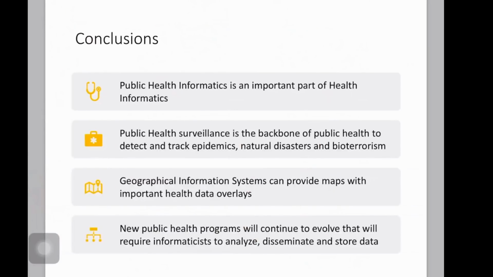To conclude this topic, what we have learned so far: we discussed public health informatics, which is an important part of the health informatics landscape. Public health surveillance is the backbone of public health, to detect and track everything from natural disasters to bioterrorism. Geographic information systems provide maps and health data overlays, and new public health programs will continue to evolve that will require informatics to analyze, disseminate, and store data.